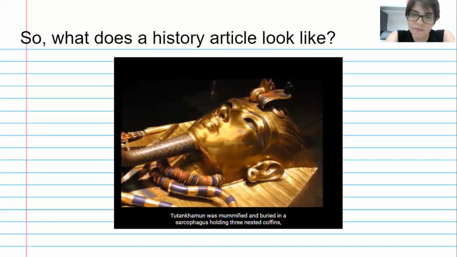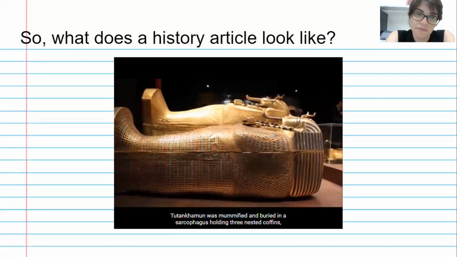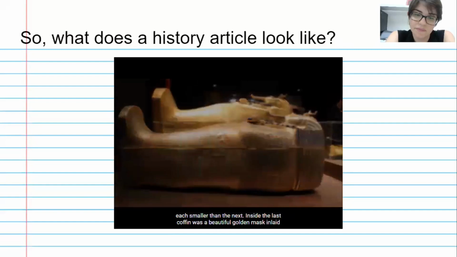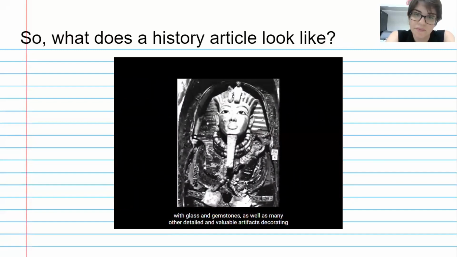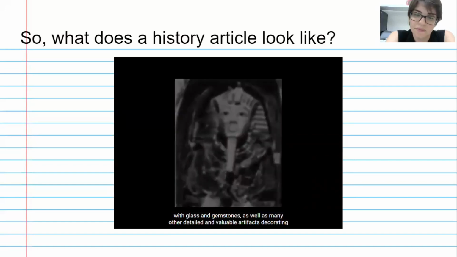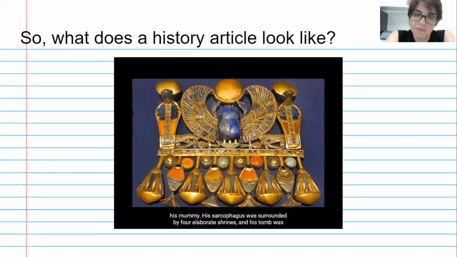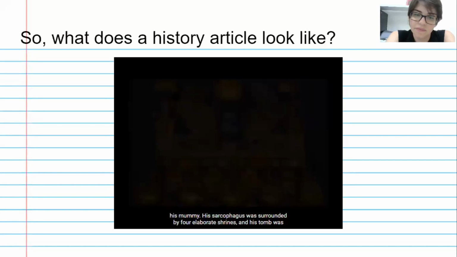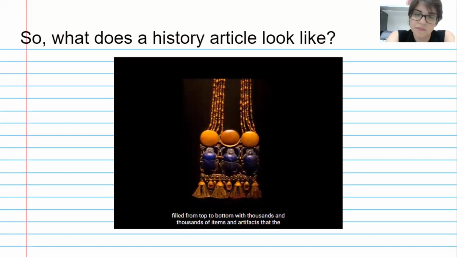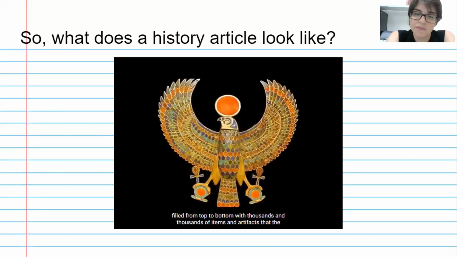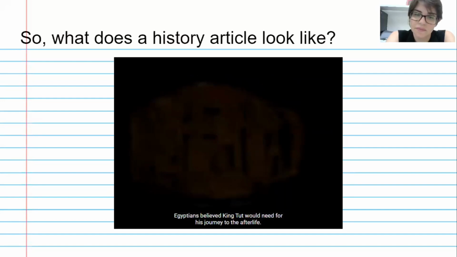Tutankhamun was mummified and buried in a sarcophagus holding 3 nested coffins, each smaller than the next. Inside the last coffin was a beautiful golden mask inlaid with glass and gemstones, as well as many other detailed and valuable artifacts decorating his mummy. His sarcophagus was surrounded by 4 elaborate shrines, and his tomb was filled from top to bottom with thousands and thousands of items and artifacts that the Egyptians believed King Tut would need for his journey to the afterlife.